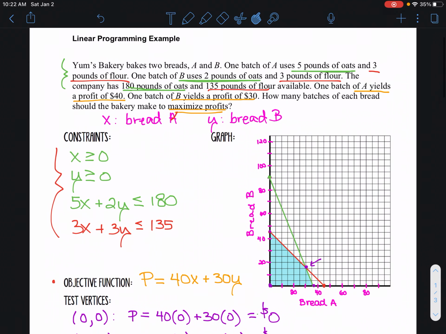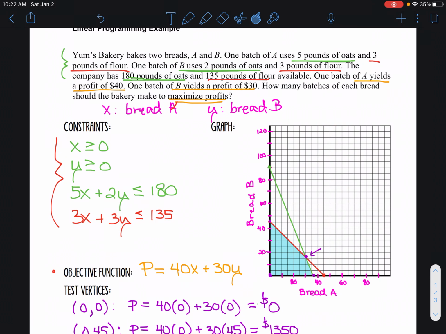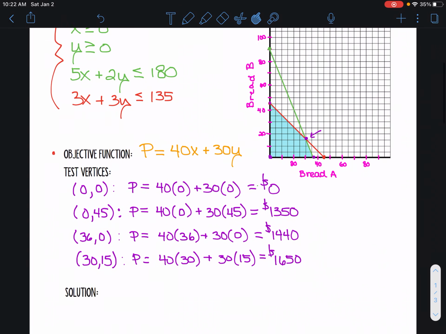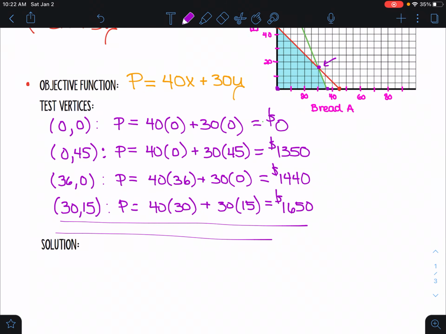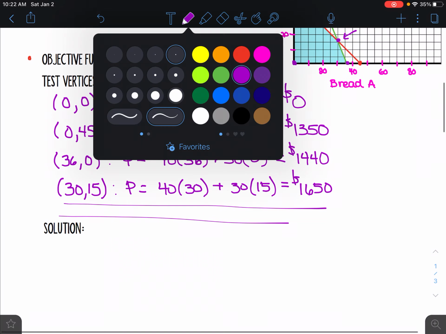Okay, going back up here, it says how many batches of each bread should the bakery make to maximize profits? So in this case, we're trying to maximize profits. So this one is going to be my best option. So when we write our solution, though, we're going to write it out in words. So let's do that.